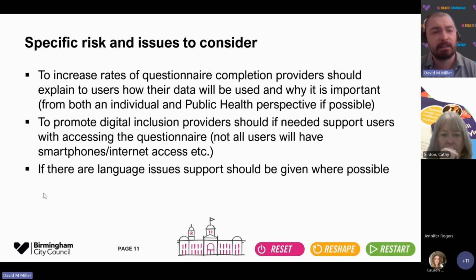We also need to promote digital inclusion. I touched on this just a second ago. If possible, providers should do what they can to support users, because clearly not all users will have smartphones or internet access, whatever they might need to complete the questionnaire. Lastly, if there are language issues, support should be given where possible. It might be very difficult in some situations, but one of the ways might be seeing if someone else in the team delivering the intervention is able to speak that language, or potentially using software such as Google Translate.